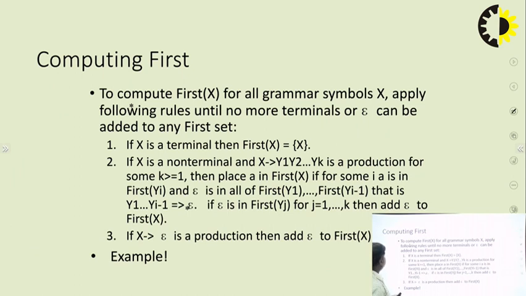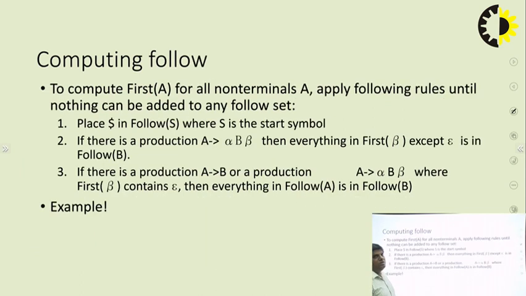Compute the first for all grammar symbols X and apply the following rules. If X is a terminal, then the first of X is X itself, as I have already explained. And if X is a non-terminal, then simply the first of that non-terminal is known as the first of that particular symbol. And if epsilon appears in the production rule, then epsilon is also included in the first.